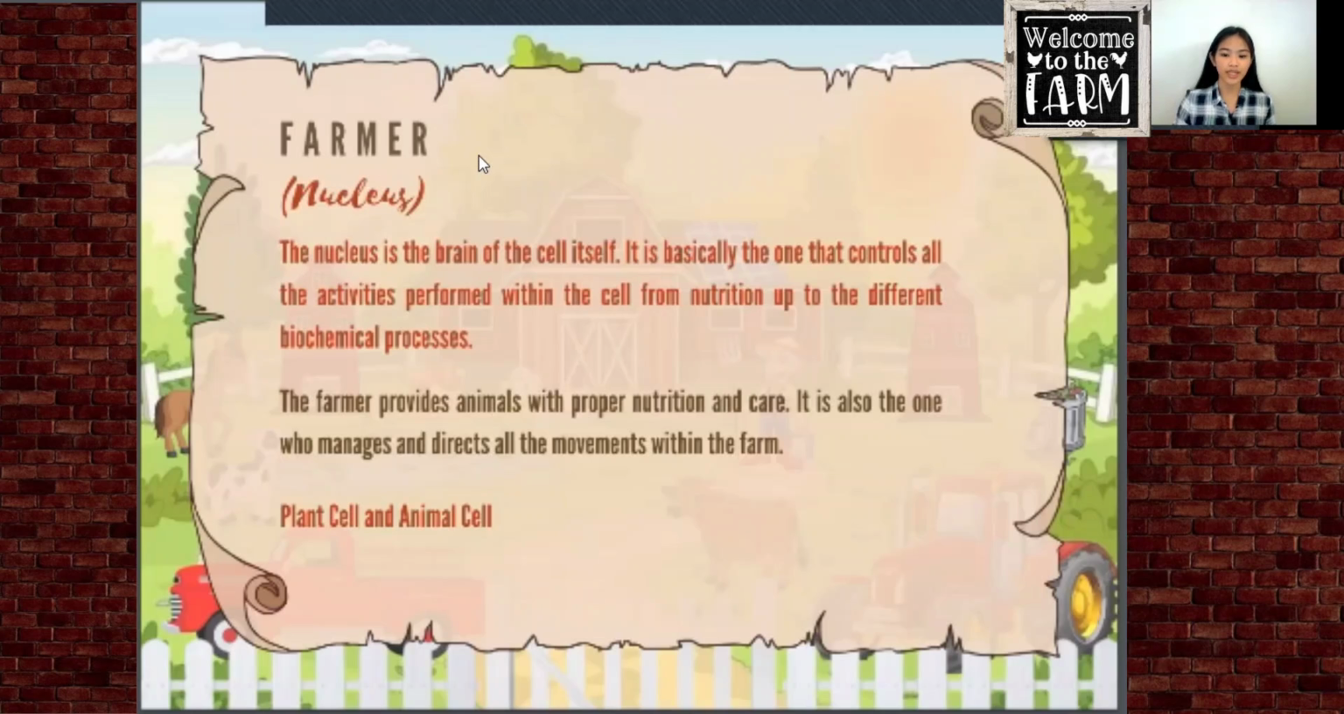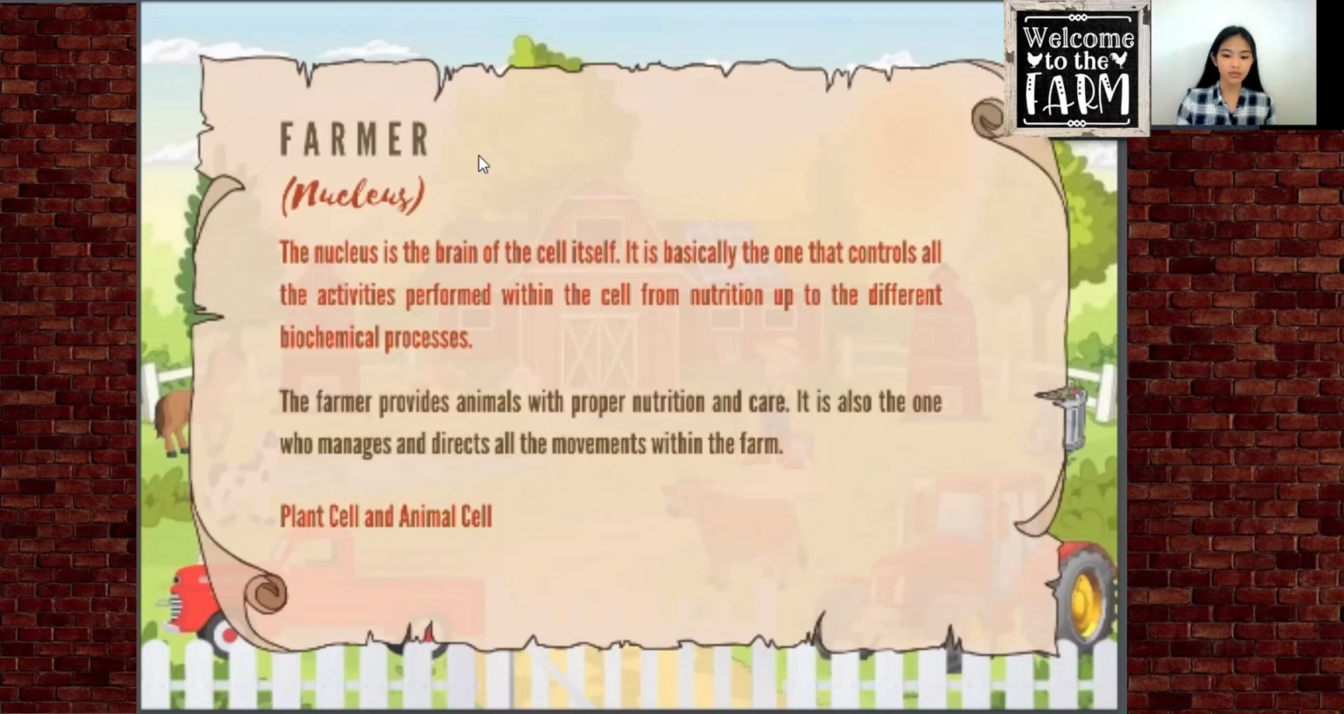And for the first organelle, I will be discussing the analogy between the nucleus and the farmer. In cells, the nucleus is the brain of the cell itself. It is basically the one that controls all activities performed within the cell, from nutrition up to the different biochemical processes. On the other hand, a farm is obviously run by none other than the farmer itself.